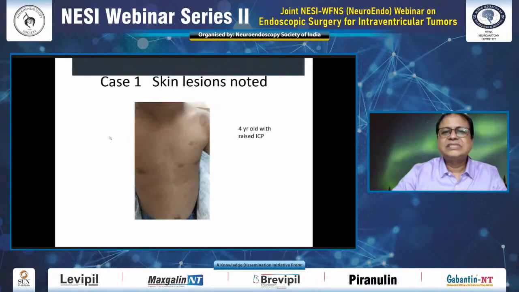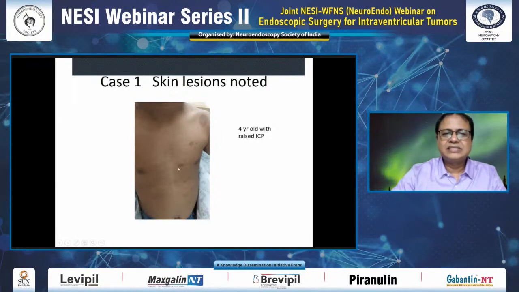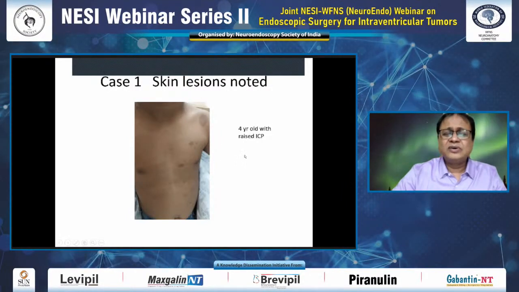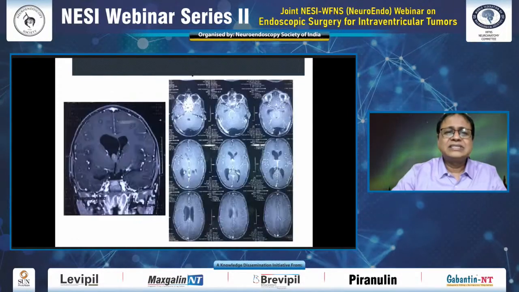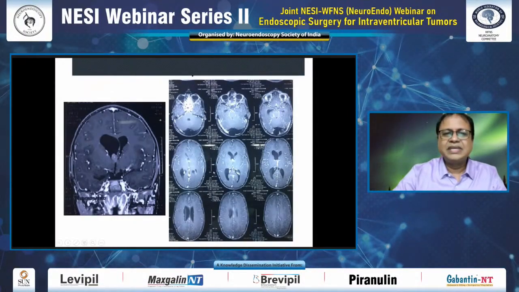Now this case, this is a 4-year-old child who presented with raised ICP with multiple spots all over the body, and this was the scan, which is suggestive of a subependymal giant cell astrocytoma.